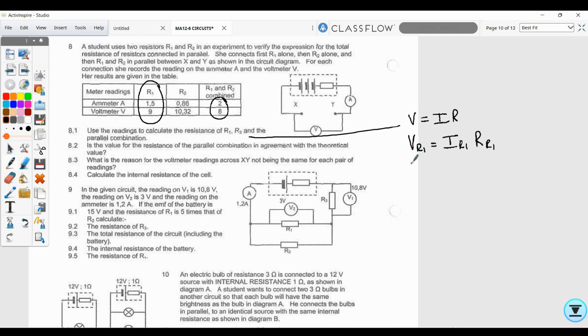So we have V is 9, I is 1,5, and we can then work out R. Super easy. So you just have to stick in the values.